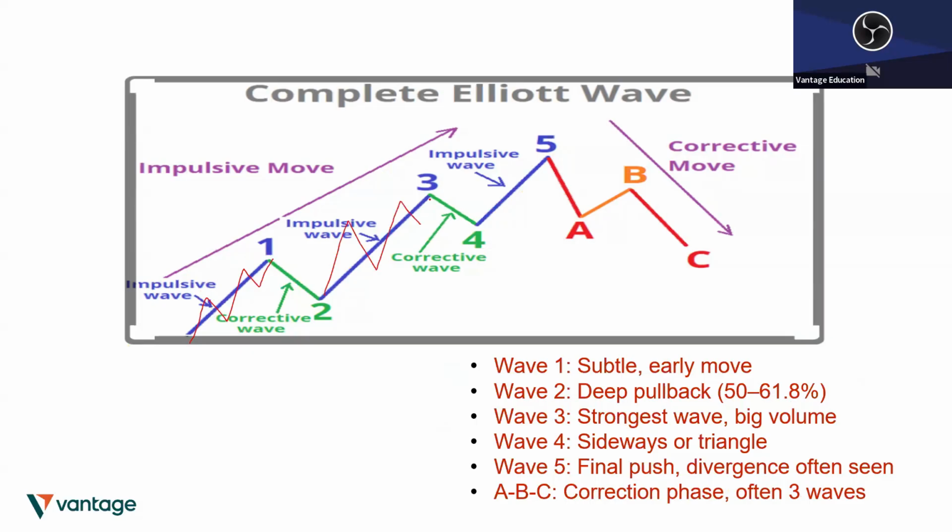1, 2, 3, 4, 5. Okay. 1, 3, and 5 will always move in 1, 3, 4, 5. But wave 2 and 4 comes in many, many variations. That's why we do not try to trade wave 2 and 4. It is safer to trade wave 3 and wave 5.